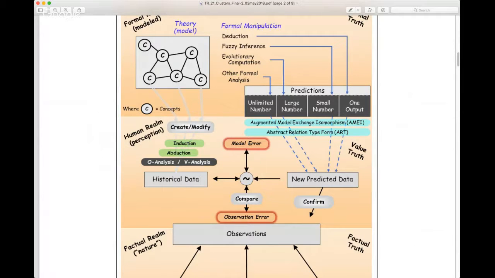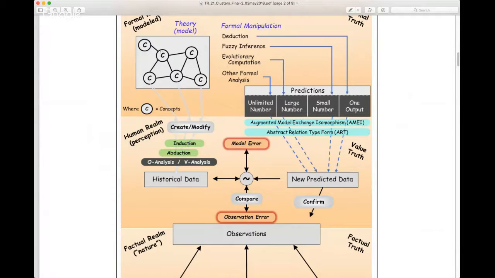And then there's a number of ways that you can deal with the formal manipulation of the model theory. The previous chart only had deduction on it. Deduction usually gives you just one output, or zero. I mean, maybe you have no solution, but if you do get a solution on deduction, usually it's just one. Fuzzy inference, there's a couple of different methods, and so that will really give you a small number of outcomes, and you can evaluate those to decide which ones you want to accept or work with.